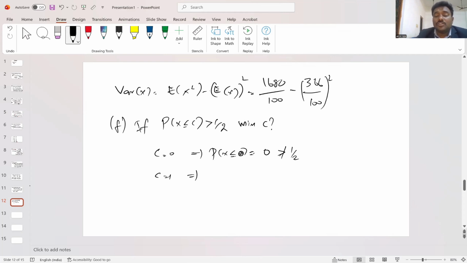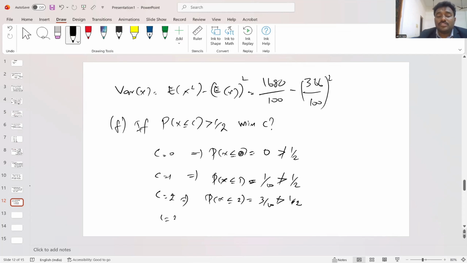So I can take the value of C equal to 1. So probability of x less than or equal to 1 is the probability of 0 and 1, so it is k, which is 1 by 10. So this is also not greater than 1 by 2. And if I replace C equal to 2, the probability of x less than or equal to 2 is 0k plus k plus 2k, so it is going to be 3 by 10. So still it is not greater than 1 by 2. And if you go for C equal to 3, the probability of x less than or equal to 3 is equal to the previous value, and one more 2k I have to add.